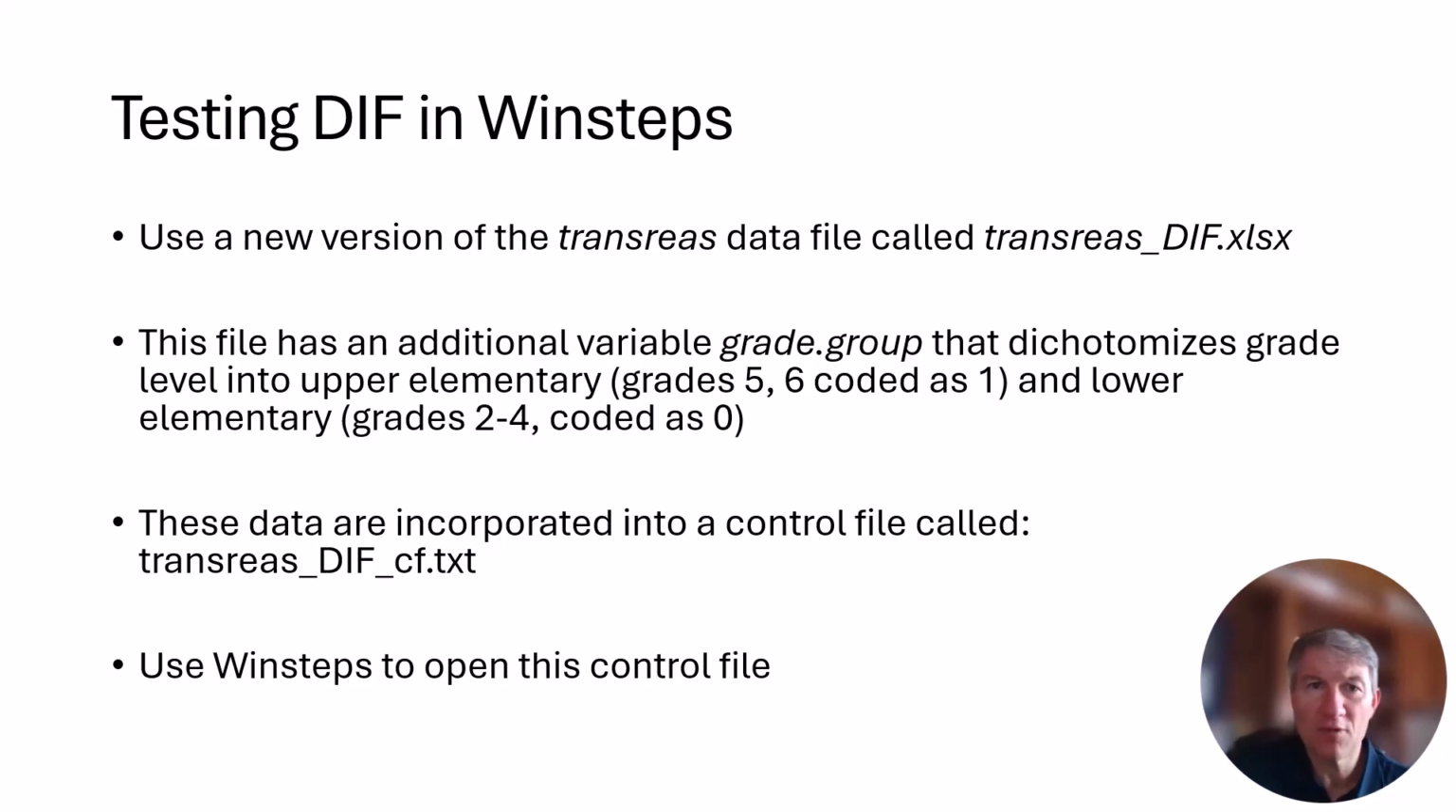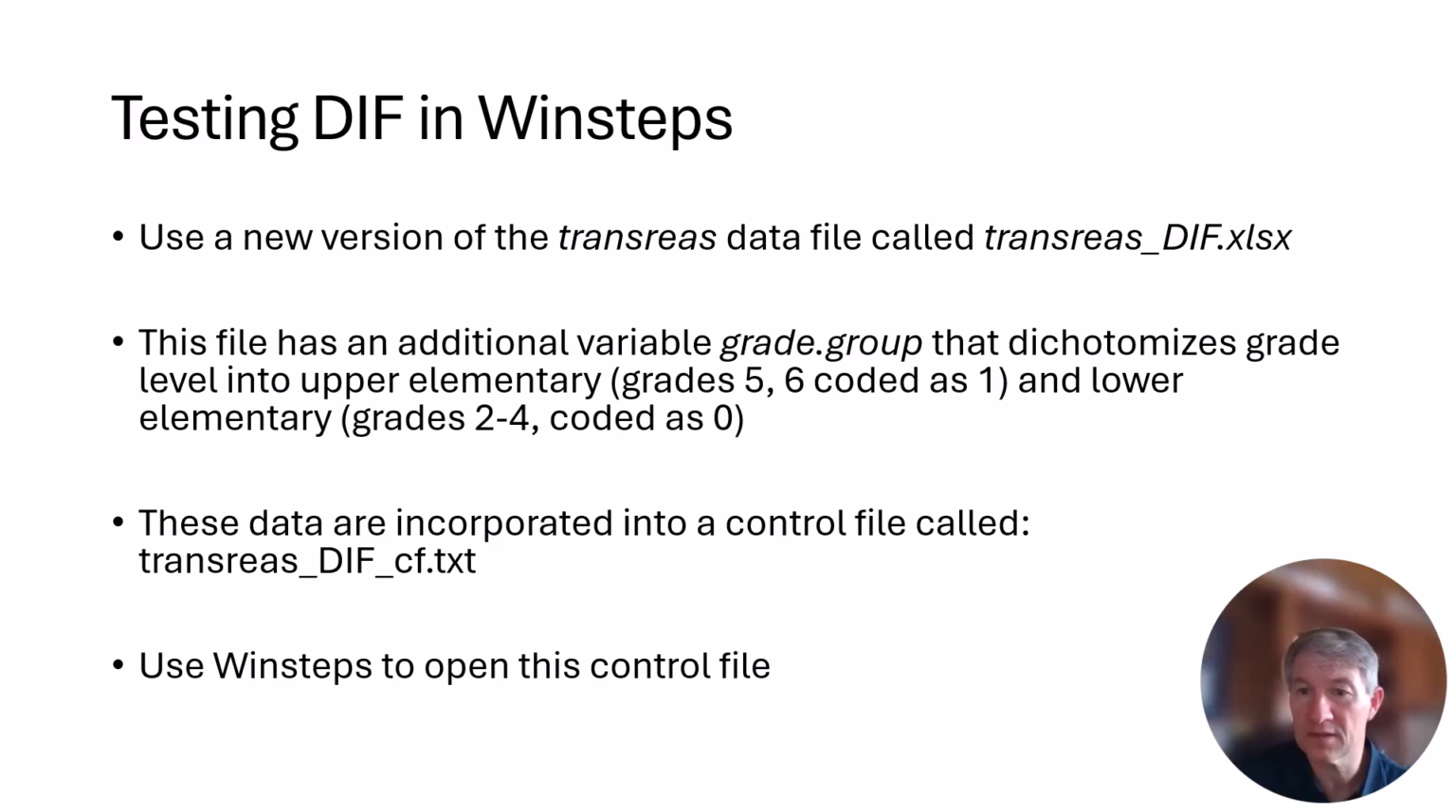Now I want to describe how we might test DIF in Winsteps. So you'll see in the course that there is a data file that is a modified version of the transitive reasoning data. And those data are stored in an Excel file called transres_diff. And in this data file, there's an additional variable from what was there before. And this variable dichotomizes the grade level into two binary categories: upper elementary, so that's grades 5 and 6, those students are all coded as a 1, and lower elementary students, that's grades 2 through 4, they're coded as a 0.